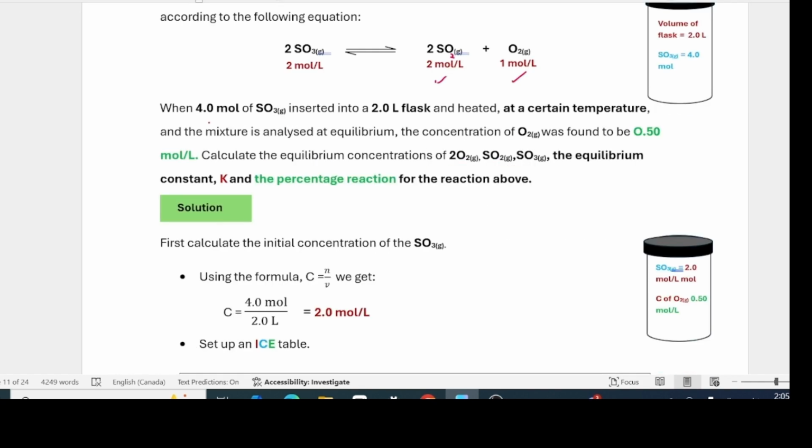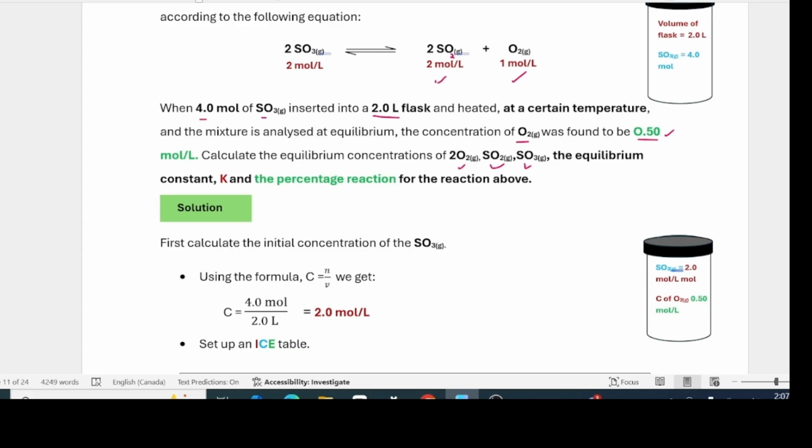So we're told that we are having 4 moles of sulfur trioxide in a 2-liter flask, which when heated at a certain temperature shows that the equilibrium concentration of oxygen is 0.50 mole per liter. We are now asked to calculate the equilibrium concentrations of oxygen, sulfur dioxide, sulfur trioxide, the equilibrium constant K, and the percentage reaction for the reaction above. So we're given the volume and number of moles of sulfur trioxide.